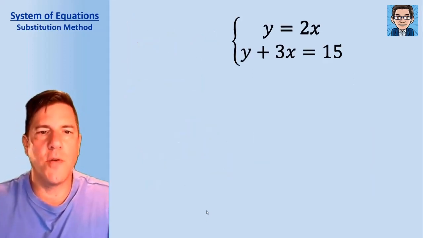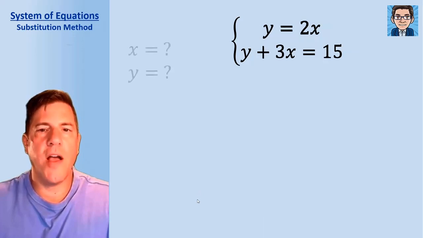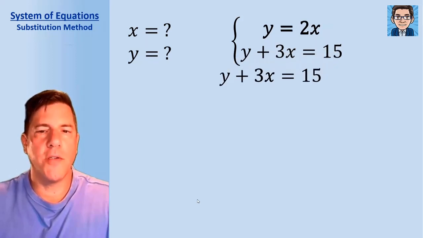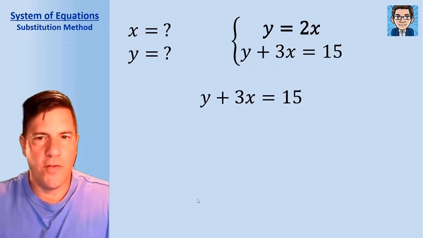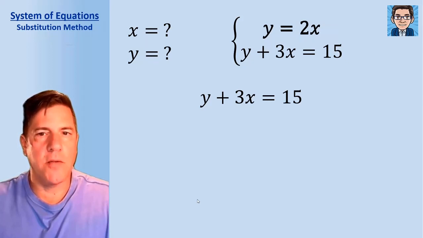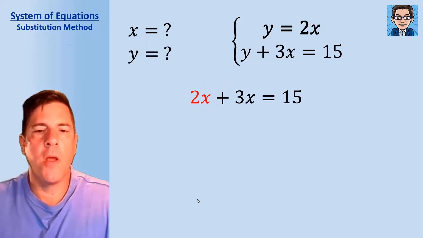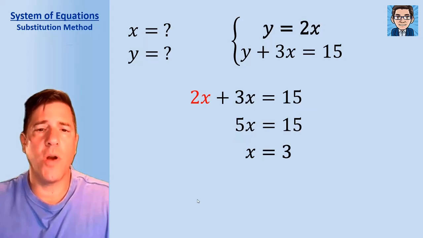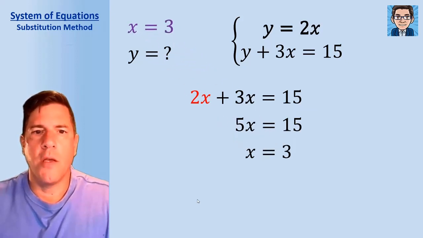So let's take a look at the substitution method. We've got these two equations. We're trying to find the x and y that make both of these equations true at the same time. If we take one of the equations, y plus 3x equals 15, the other equation tells us that y and 2x are the same. Y equals 2x. So we can take 2x and put it in for y into the equation. That's the substitution part. That's why it's called substitution. You're putting one thing in for another. Then we can combine the 2x and 3x, combine our like terms, and get 5x equals 15. Divide both sides by 5, and we get x equals 3. So x equals 3 is one of our answers for the solution.